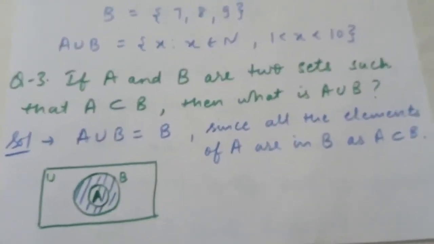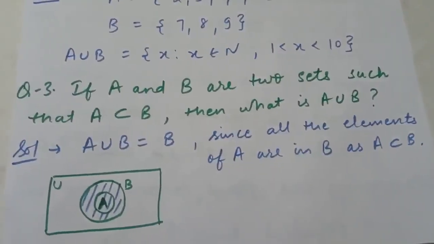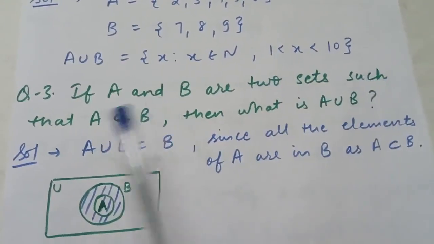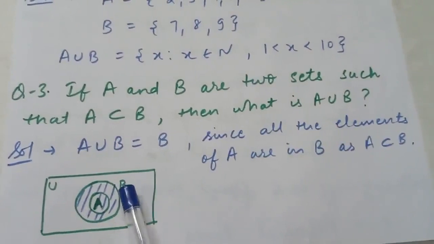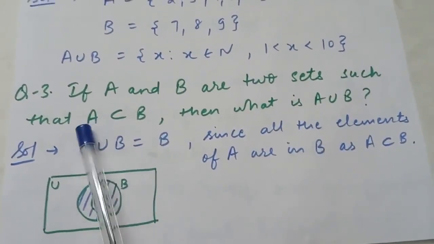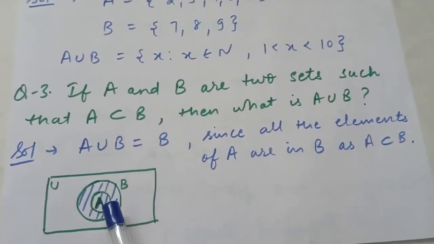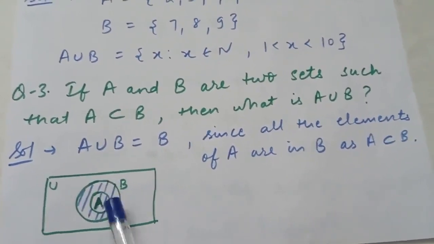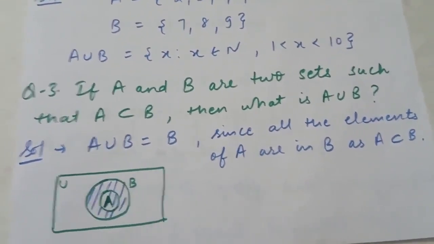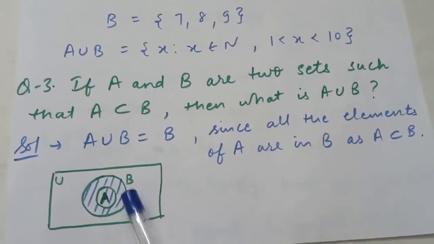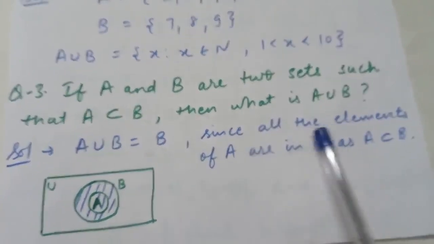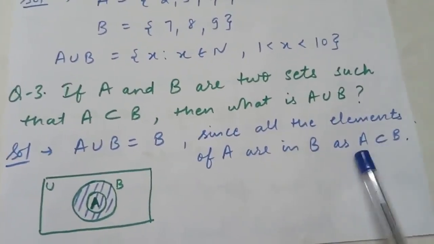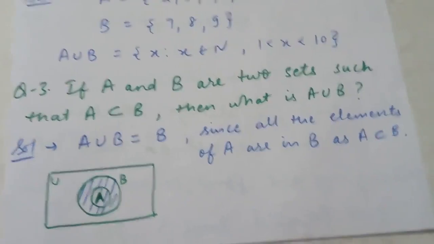If A and B are two sets such that A is a subset of B, then what is A union B? As you can see clearly from the diagram, if A is a subset of B, then all the elements of A are in B. So the set A will lie inside the set B. So their union will be nothing but the set B, right? So A union B is B, since all the elements of A are in B, as it is given, A is a subset of B.